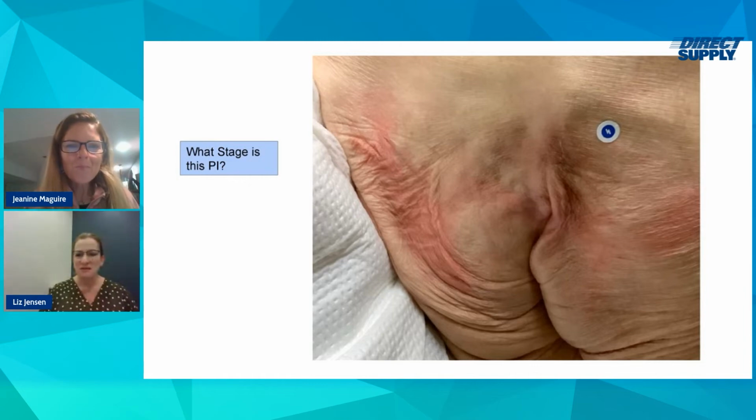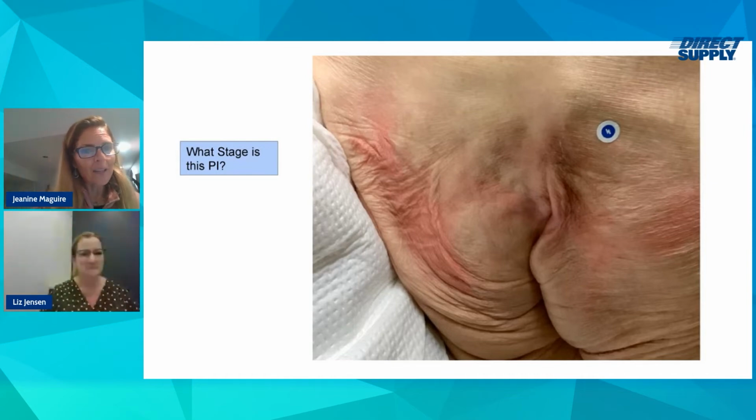We've got our poll results in here. 89% say stage 1. Easy breezy, right? Really smart group. Thank you for that, guys. So this is indeed a stage 1. Stage 1 is not open. It's discolored, but it's not maroon. It's not deep purple. That would indicate a deeper tissue injury.